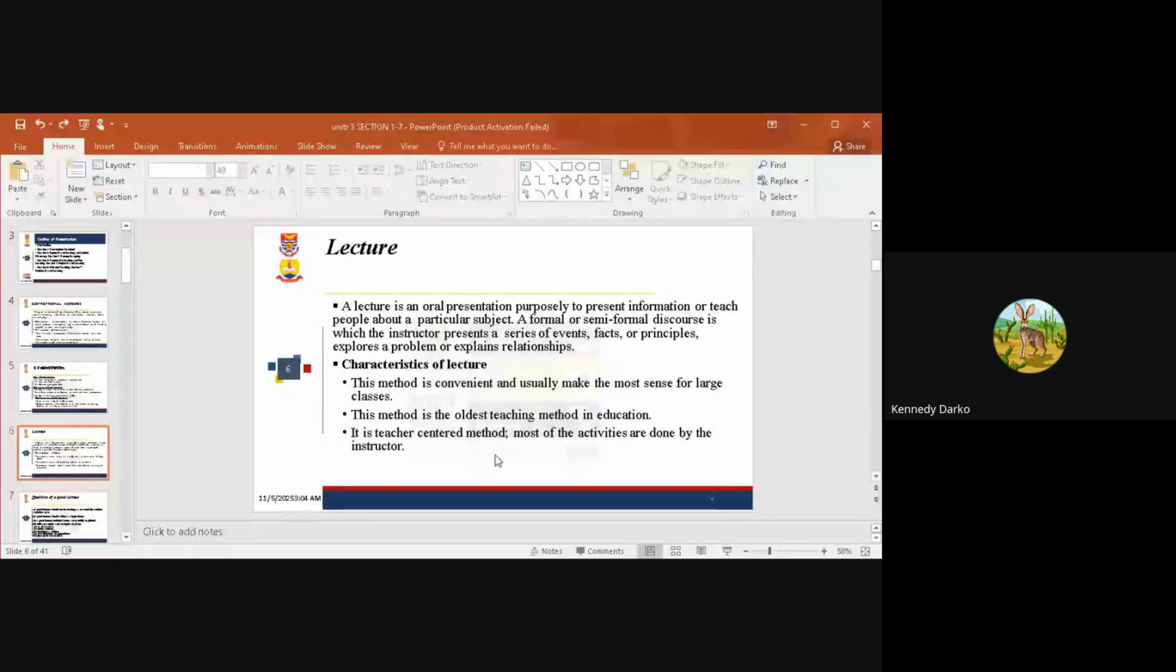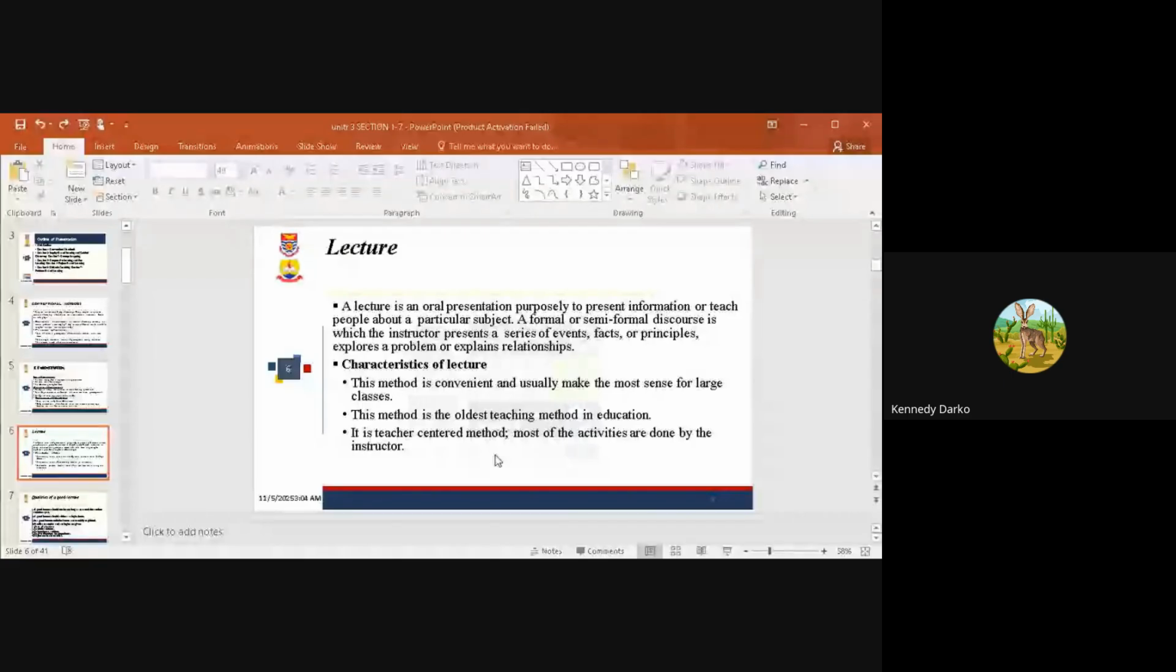If they are using the lecture method to give you a series of events, how an event occurred, that is the lecture method. Certain facts, that is the lecture method. A principle that you want someone to know is the lecture method. So we are using the lecture method for this kind of system of teaching. Now, what are the characteristics that we get in the lecture method?